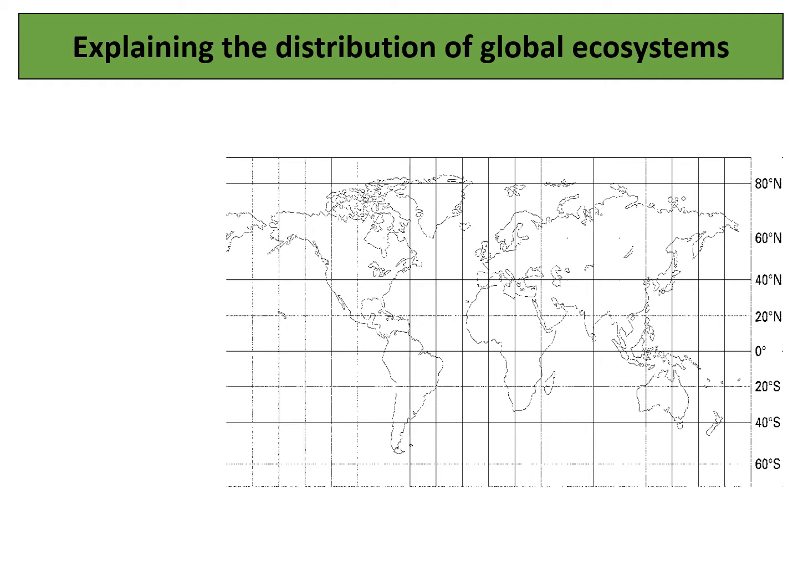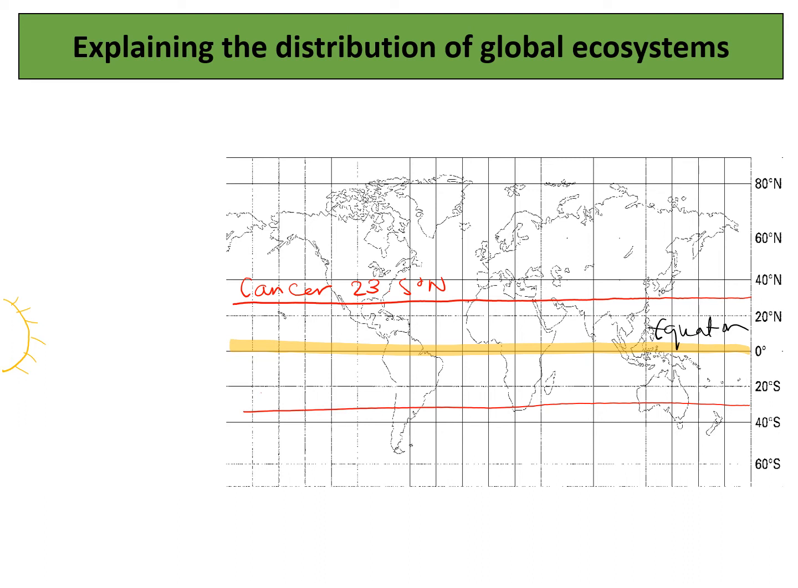So the first thing we need to do is add the equator line to our maps and label this the equator. Now it would also be worth adding on a sunshine here to show that near the equator the sun's rays are the most concentrated. So we're also going to add to our maps the Tropic of Cancer, which is 23.5 degrees north, and the Tropic of Capricorn, which is 23.5 degrees south.